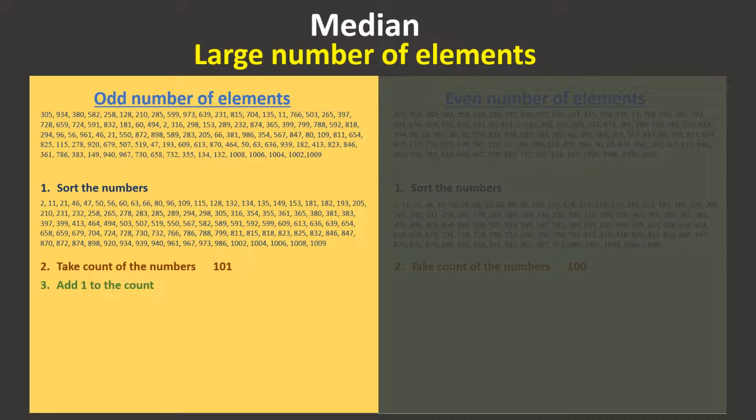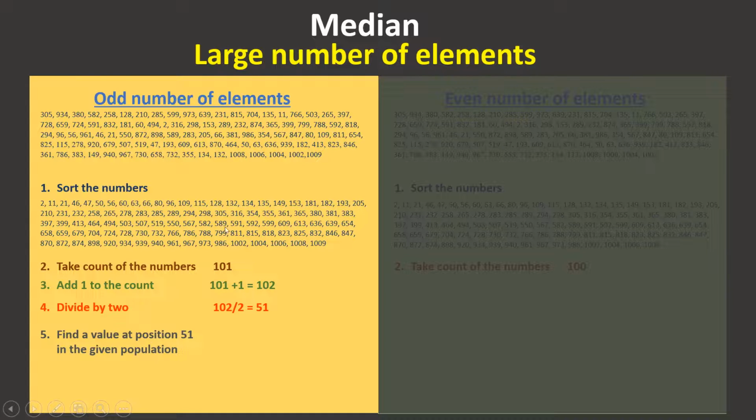Once you get the count of elements, just add 1 to that count. Whatever you get is 102 in this example. Then whatever value you get after summing them up, you divide that by 2. Whatever value we get after dividing, we need to find the value at that particular position in the given population. Here we got 51.